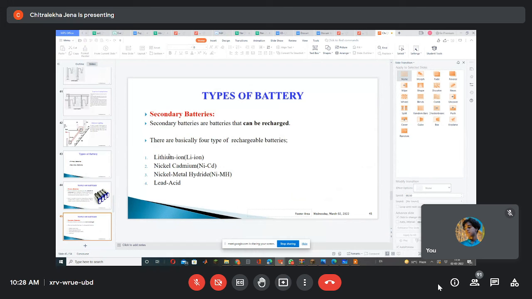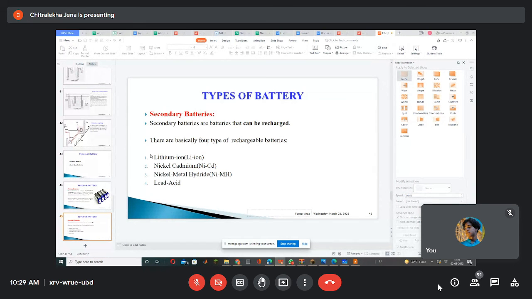Secondary batteries, there are 4 types, can be recharged. Most of the cases, we are using secondary batteries. In your laptop, in your mobiles, in your inverters, all these are secondary. In your car, in your vehicles, they are all rechargeable batteries, that is secondary batteries. Lithium ion, nickel cadmium, nickel metal hydride, lead acid battery.